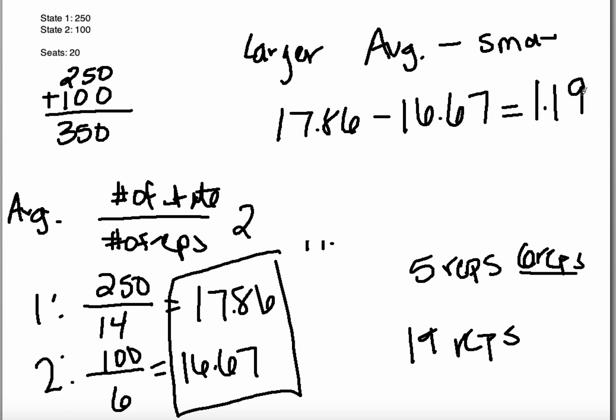So state 1 to state 2, state 1 to state 3, state 1 to state 4, state 1 to state 5. I'm not going to make you go any further than that. Go all the way to state 10. So you're only looking between the states that are next to each other.